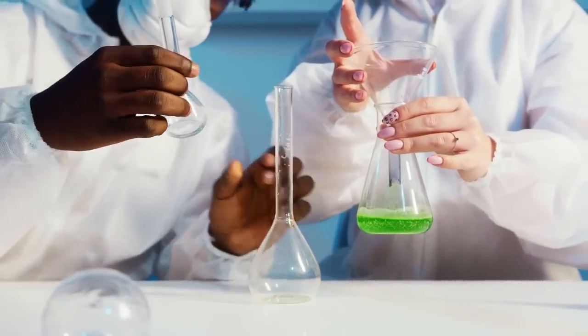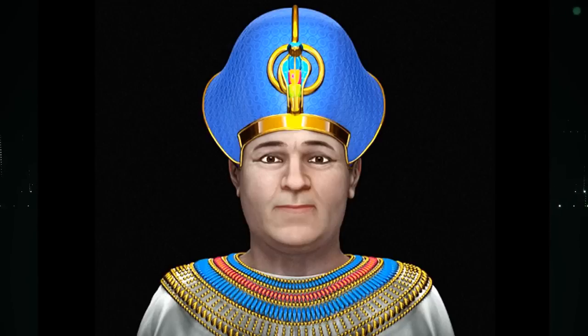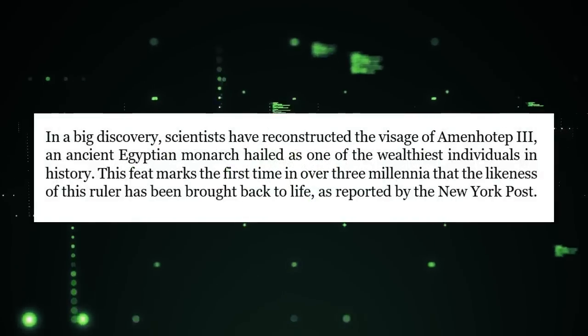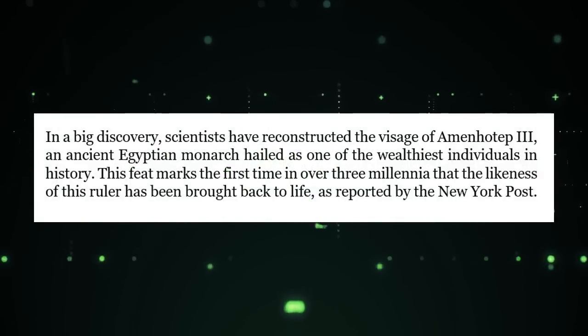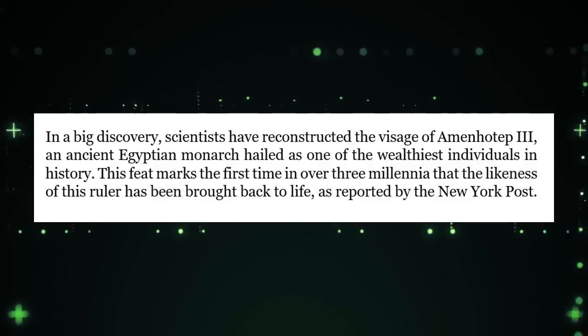According to a team of scientists, this is what the Pharaoh Amenhotep III would have looked like in his life, and this reconstruction is said to have been based on scientific data gathered by experts. And this is according to the New York Post, which said, in a big discovery, scientists have reconstructed the visage of Amenhotep III, an ancient Egyptian monarch hailed as one of the wealthiest individuals in history.